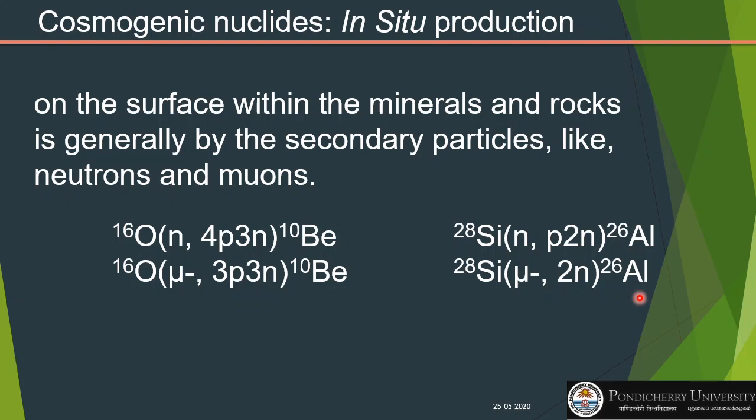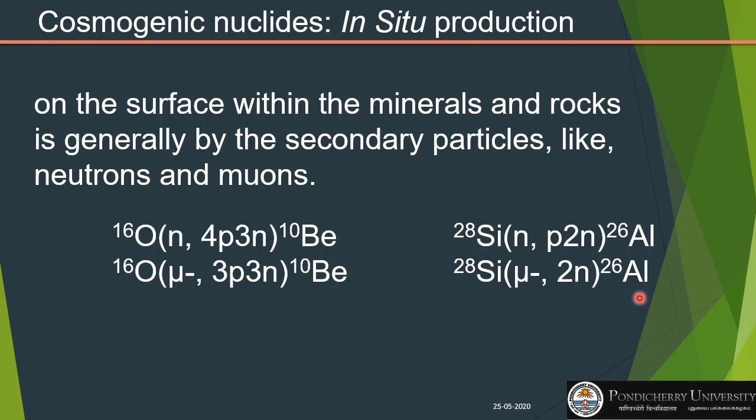The idea here is that these are the secondary particles which cause the in situ production. You also know that the flux of such particles decreases as you come down in the atmosphere. So you have more reactions in the higher part of the atmosphere and fewer in the lower part. By the time they come to the surface, rocks and minerals, the particles available to cause these reactions are not that many. Because of that, the production is also very low.